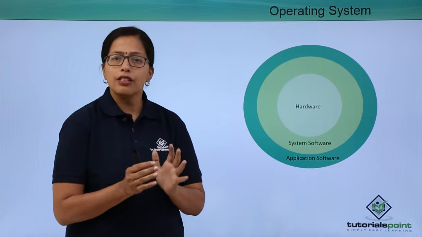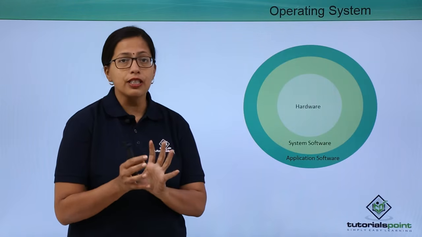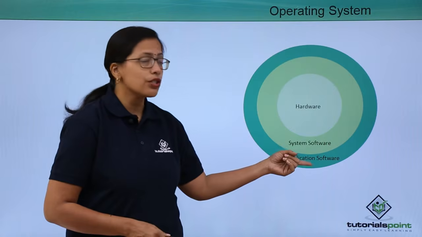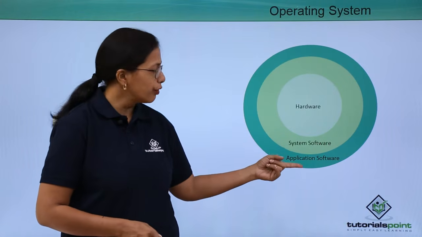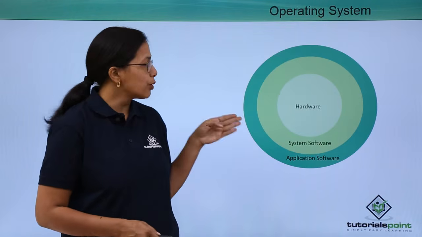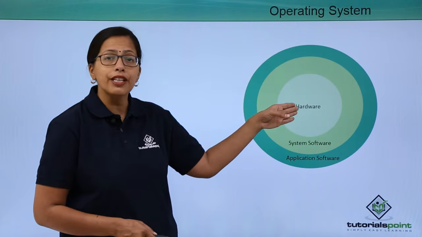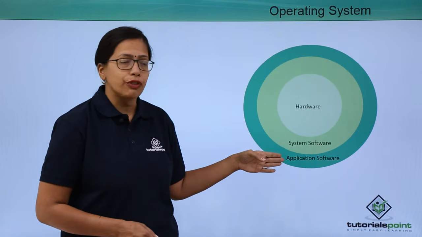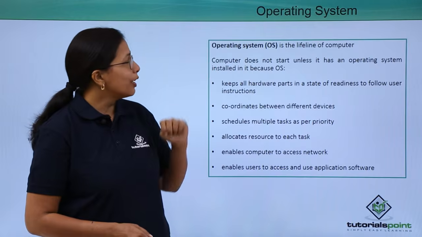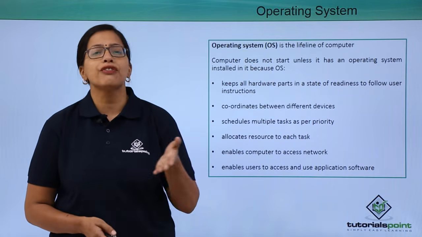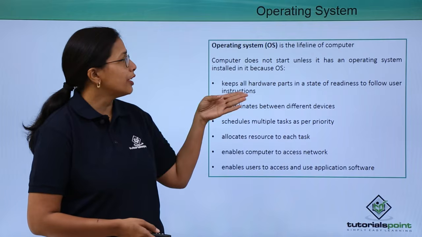The innermost layer is the hardware devices, which cannot function without our instructions. Those instructions are given using the application software, but the system software is needed in between so that it can act as an interface between the hardware devices and the application software. Operating system is the lifeline of the computer because it cannot function without the operating system.